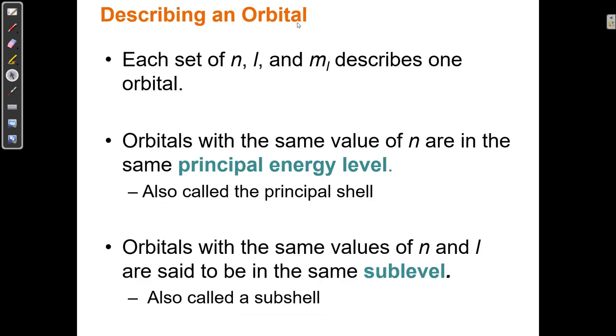So in addition to the principal quantum number n, there are also three other quantum numbers, L, M sub L, and M sub S. These are the four quantum numbers. So orbitals with the same value of n are in the same principal energy level. Orbitals with the same value of n and L are said to be in the same sublevel.